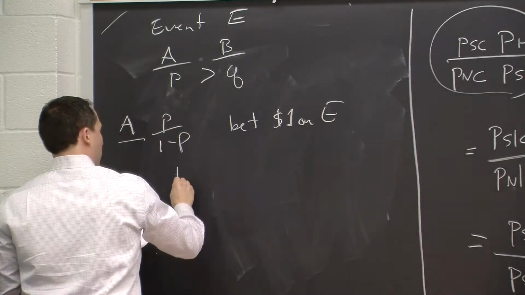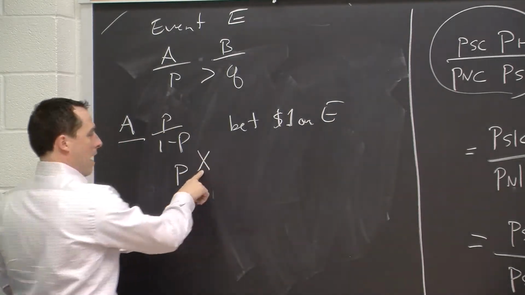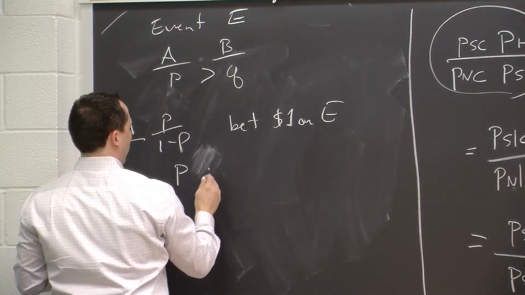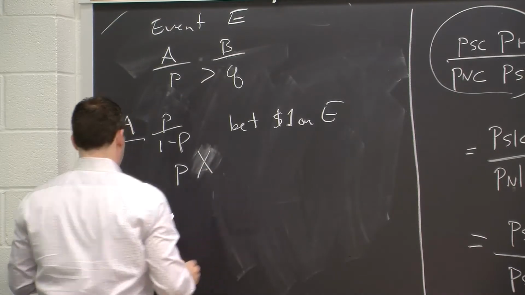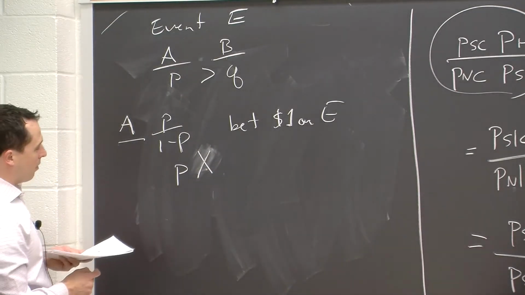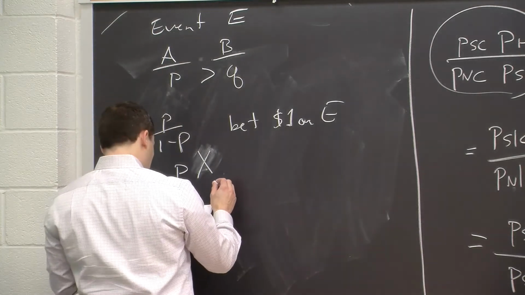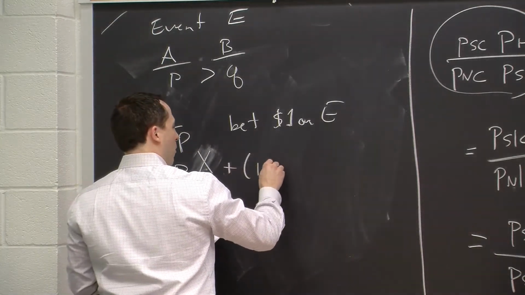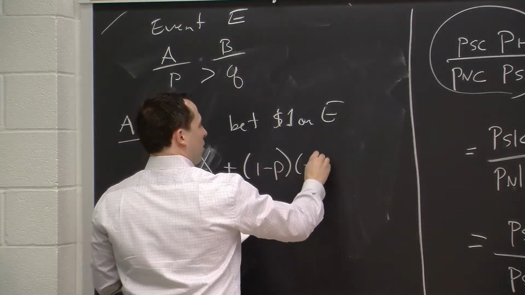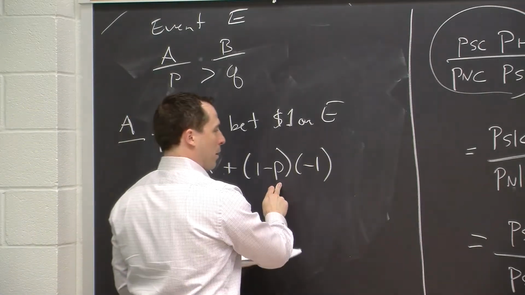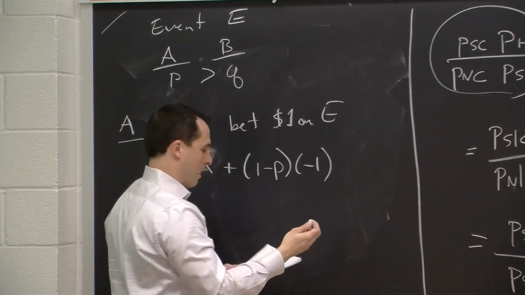Pay later. My payoff is some number, let's call it X. X is the payoff if E happens in market A. And with probability 1 minus P, I lose $1. So with probability P, I get X; with probability 1 minus P, I lose $1 if I bet in market A.